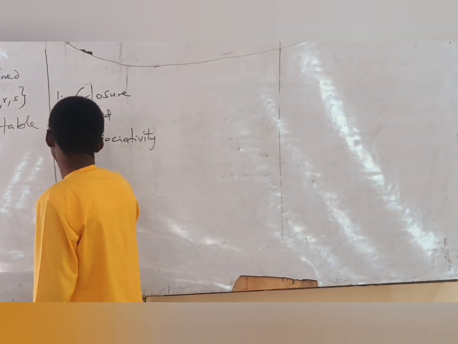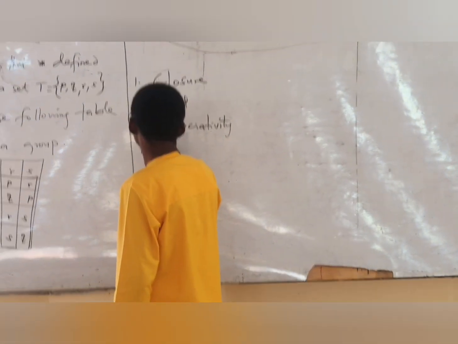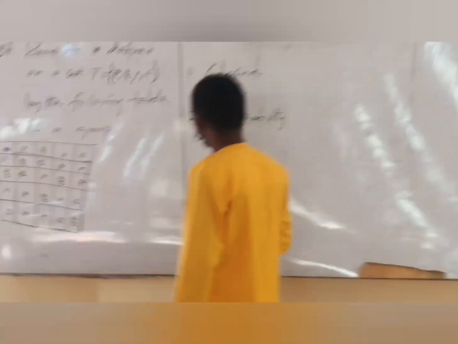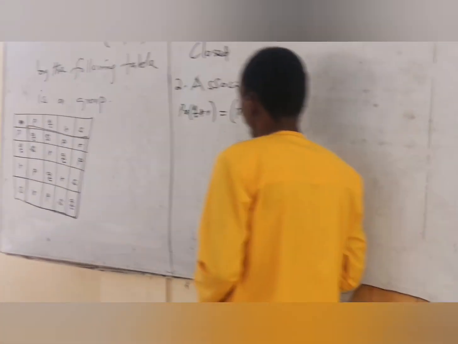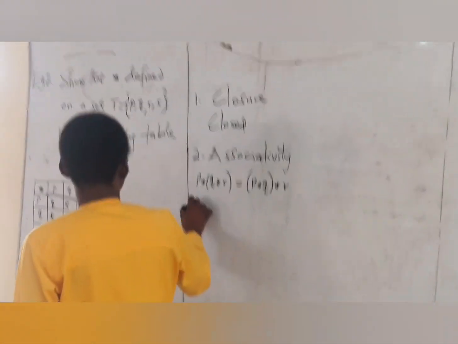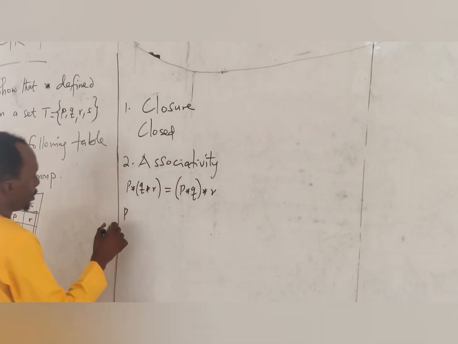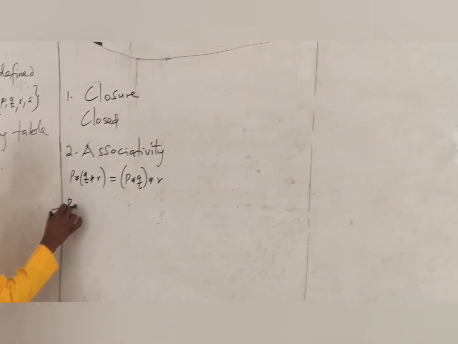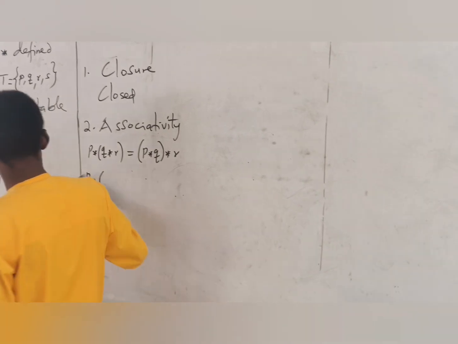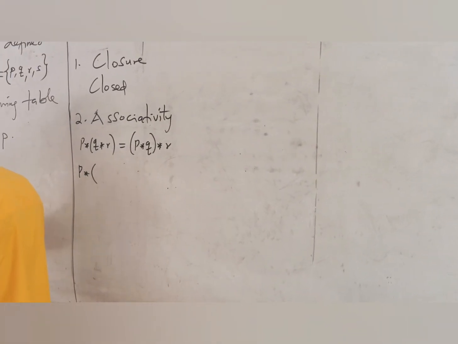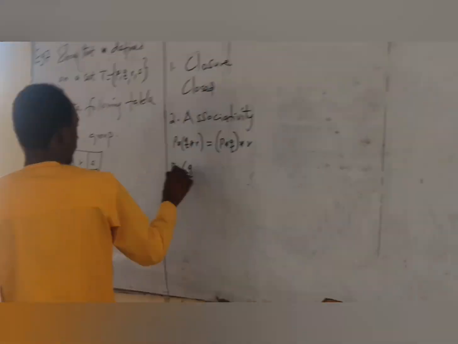Now two, associativity. P operation Q, operation R, right? Yes. So do it for me. This is P. Then to the left side. P operation, Q operation R is what? On the table, Q operation R is what? Q. Are you watching? It's Q.